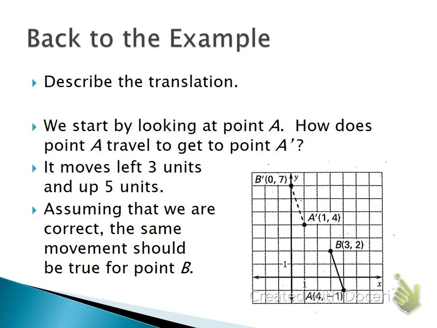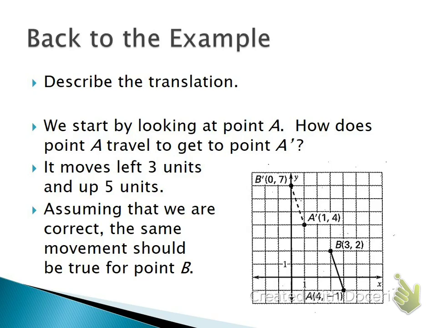Start by looking at point A. How does point A get to point A prime? Well, this slide tells us. It moves left 3 units and up 5 units. So if we start at point A, if we go left 3 units, 1, 2, 3, and then up 5 units, 1, 2, 3, 4, 5, we get to A prime. So A to A prime, left 3 units, up 5 units.